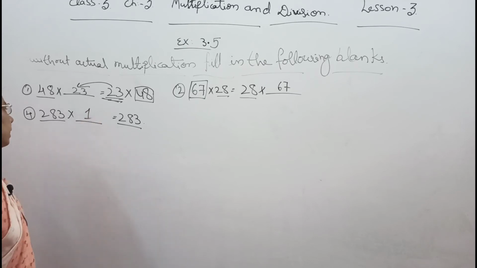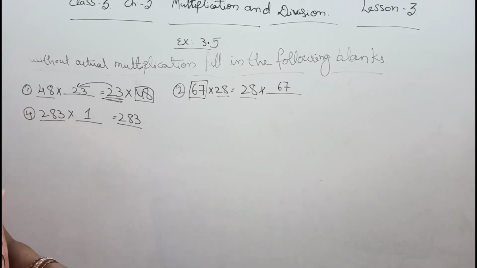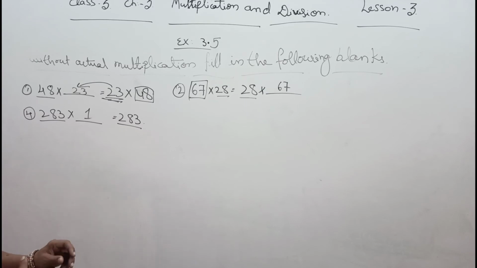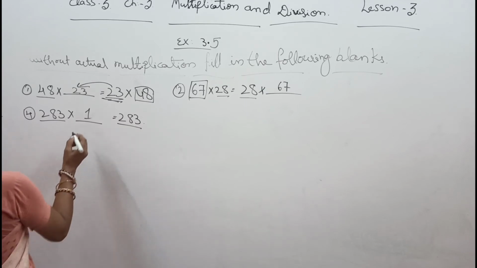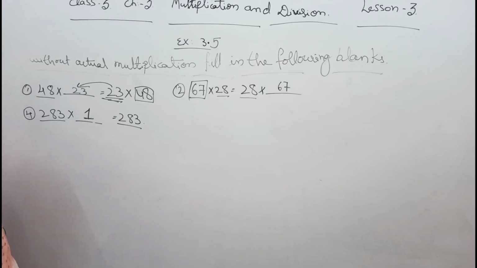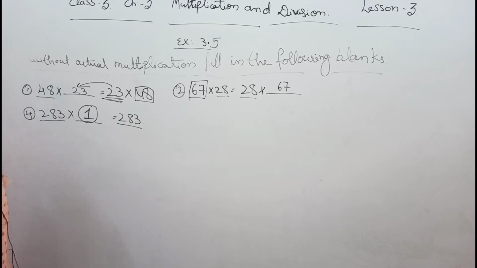By multiplying 1 with any number, it will give the same result, whatever the number we multiply. By multiplying with 1, the number will not change its identity, so we have to put the number 1 here.